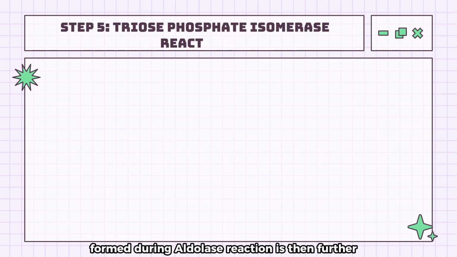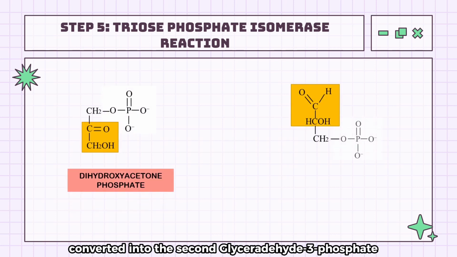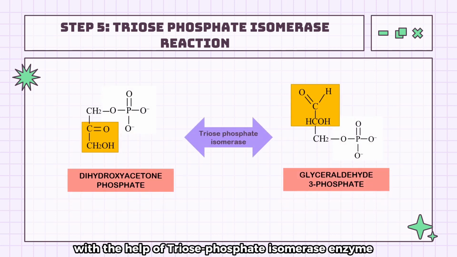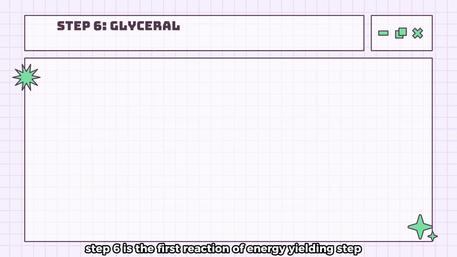Step 5. Dihydroxyacetone phosphate formed during aldolase reaction is then further converted into the second glyceraldehyde 3-phosphate with the help of triose phosphate isomerase enzyme. Step 6 is the first reaction of energy-yielding step.